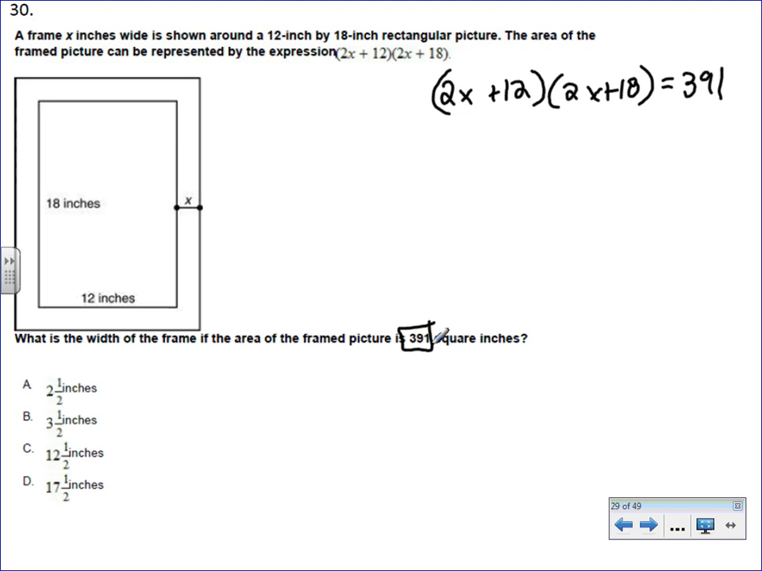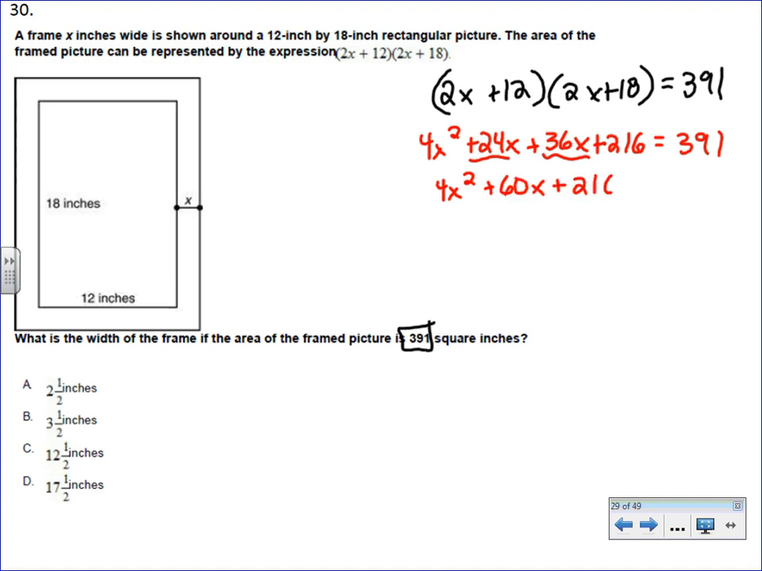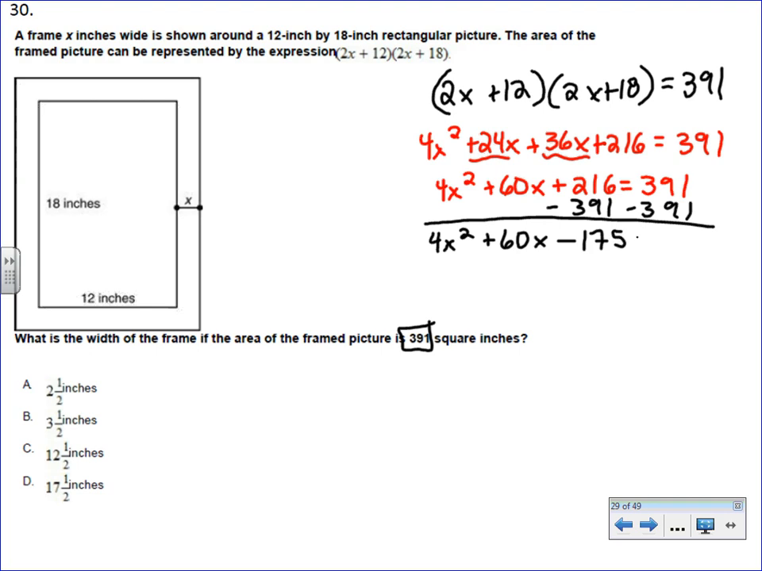Okay, from there I need to multiply this out. You can use the box method or FOIL method, but you should get 4x squared plus 24x plus 36x plus 216, which equals 391. Then I'm going to combine like terms. So I have 4x squared plus 60x plus 216 equals 391. Okay, from here I'm going to get everything to the same side of the equal sign. So I'm going to subtract 391 from both sides. When I do that, I get 4x squared plus 60x minus 175 equals 0.